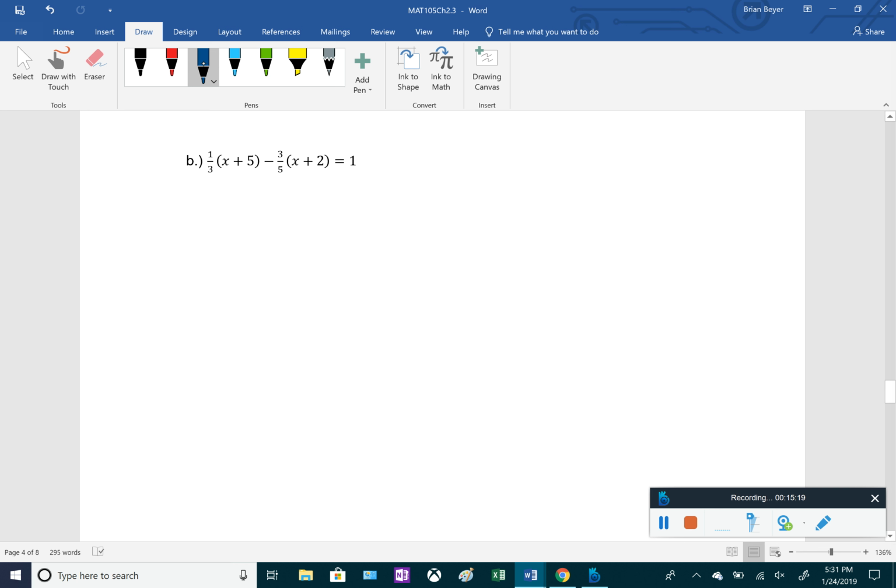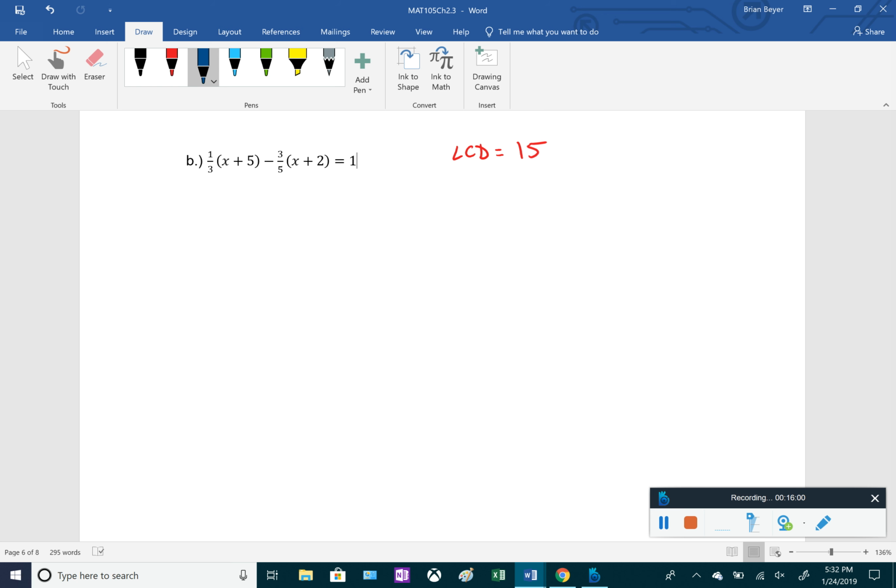Okay, let's do the next one. We have 1/3 times x plus 5 minus 3/5 times x plus 2 equals 1. So the LCD here is going to be the least common multiple of 3 and 5. So the least common denominator, the denominators are 3 and 5. So the least common multiple of 3 and 5 is going to be 15. If you have to list out the multiples of 3 and 5 separately and see what's the smallest one they have in common, that's fine.